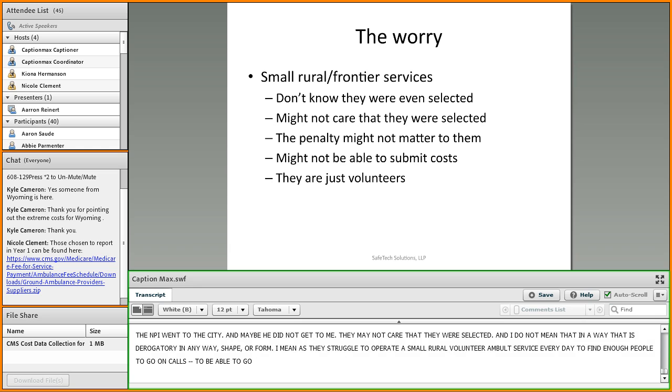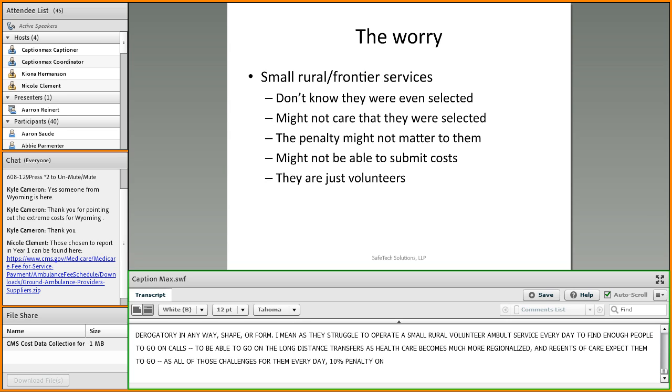Or let's say it's the ambulance service that's owned by the city, but a group of volunteers run it day to day. And so the mail comes to Aaron's house for Aaron's ambulance service, but the legal owner, the NPI, went to the city, and maybe it didn't get to me.